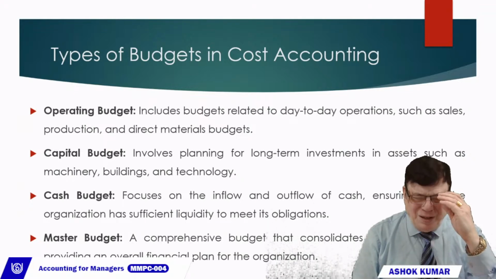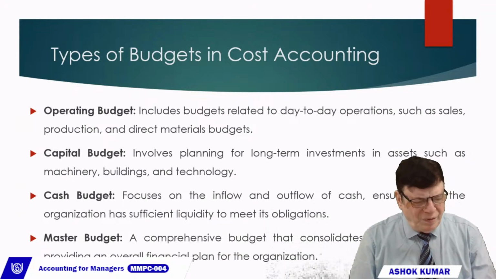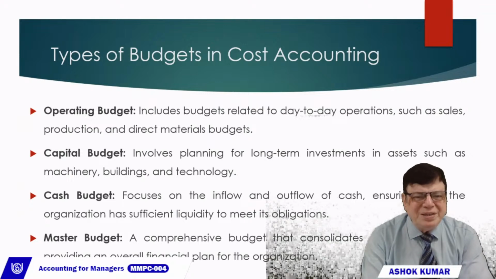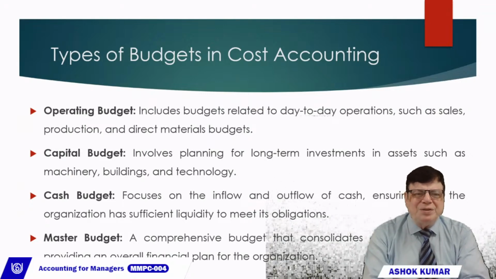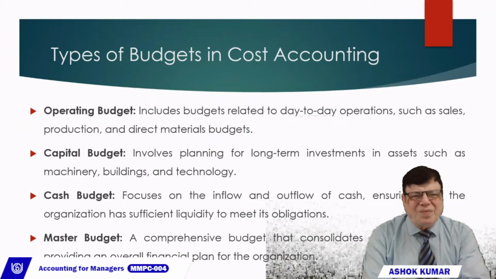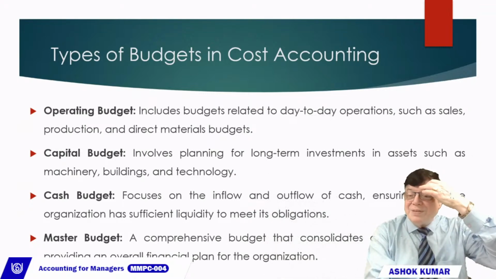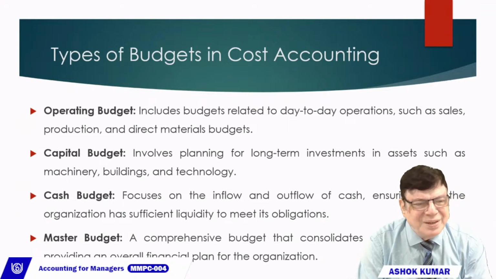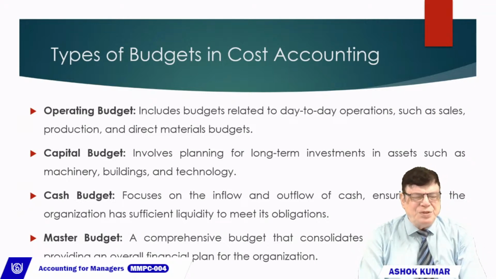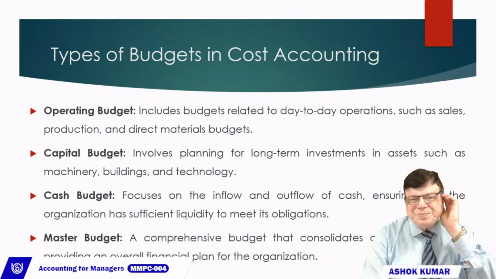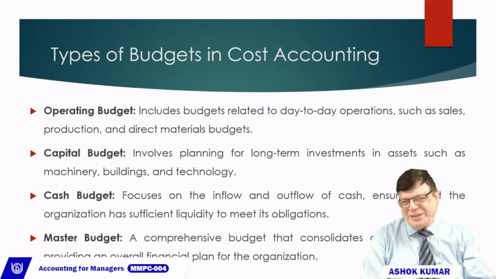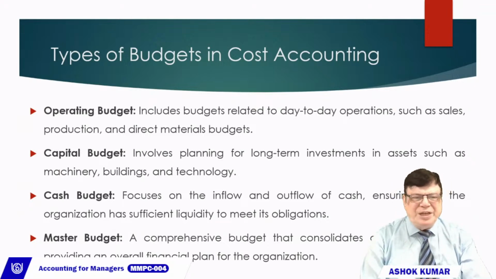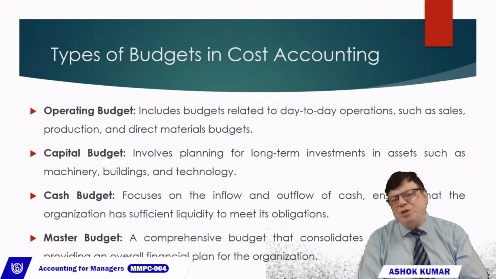Then the capital budget involves planning for long-term investments in assets such as machinery, buildings, and technology. Then the cash budget focuses on the inflow and outflow of cash, how much cash has gone out and how much has come in, ensuring that the organization has sufficient liquidity to meet its obligations.